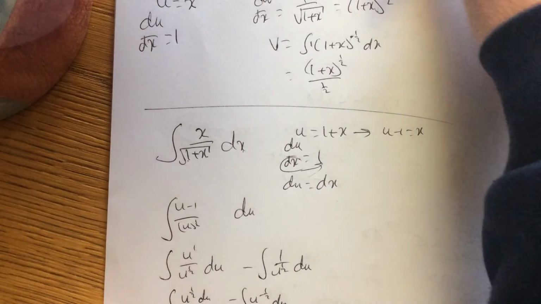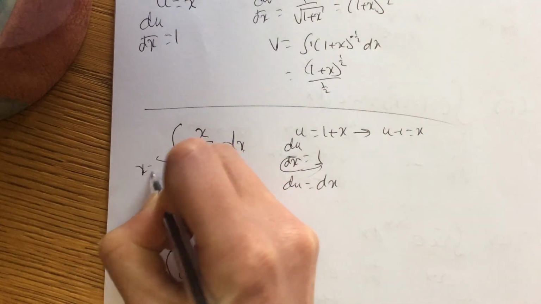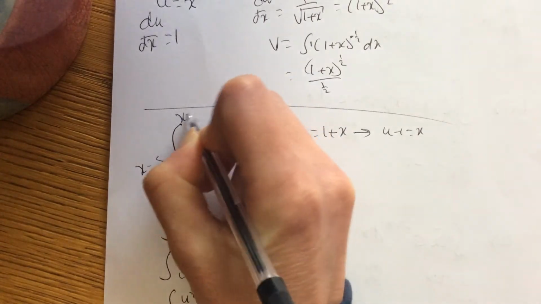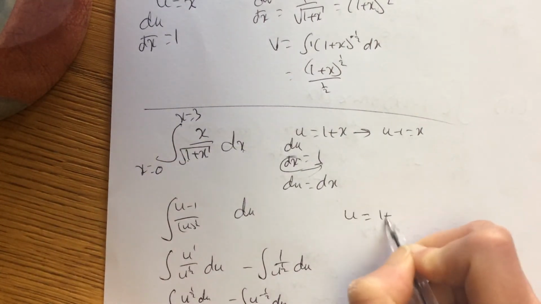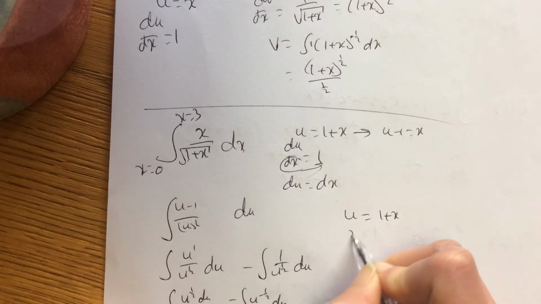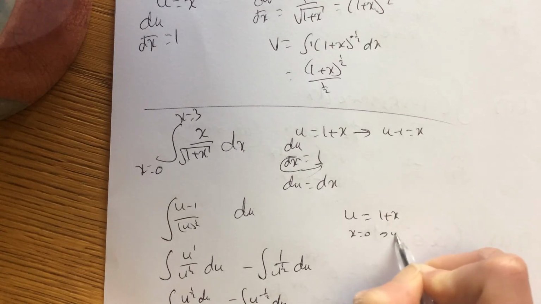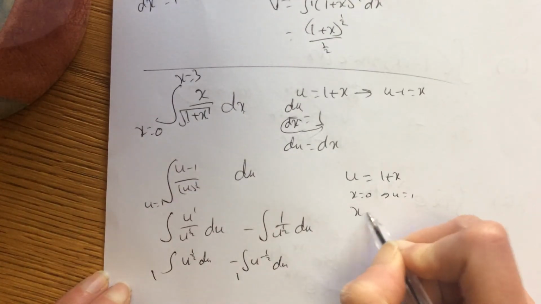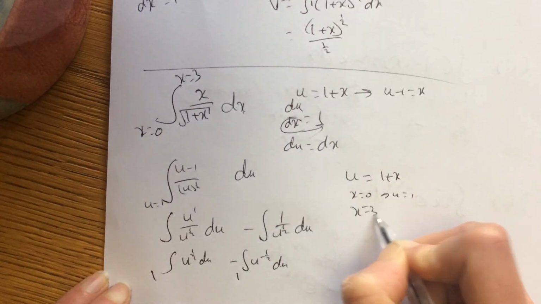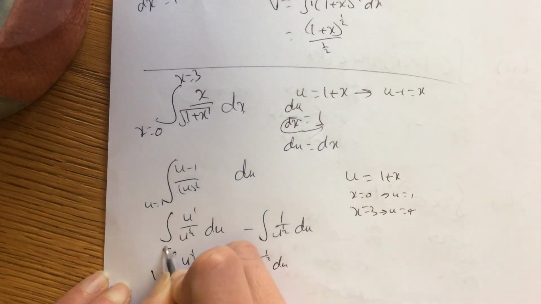Now I've got limits in this one. So remember your limits are from 0 to 3. Whenever you're in terms of u, you've got to write them in terms of u's. So when x is 0, u is 1. That's my lower limit. And when x is 3 for my upper limit, u is 4.